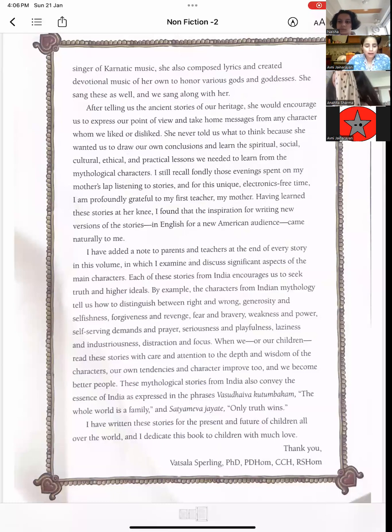After telling us the ancient stories of our heritage, she would encourage us to express our point of view and take home messages from any character whom we liked or disliked, which means that they had a good discussion after the story session. She never told us what to think because she wanted us to draw our own conclusions and learn the spiritual and social, cultural, ethical, and practical lessons we needed to learn from the mythological characters.